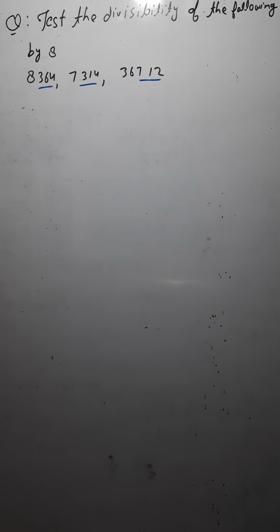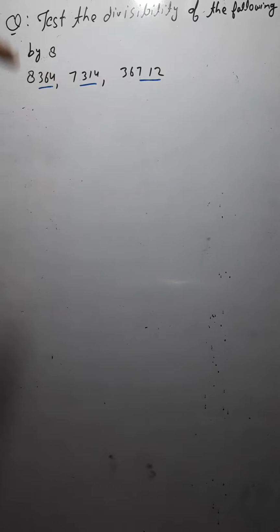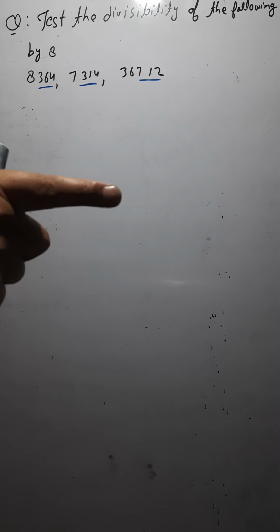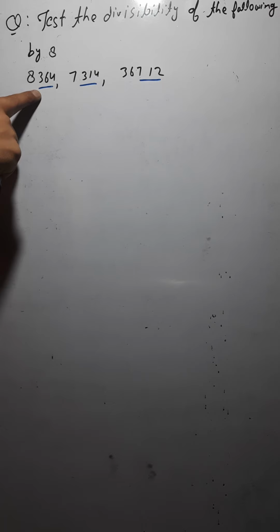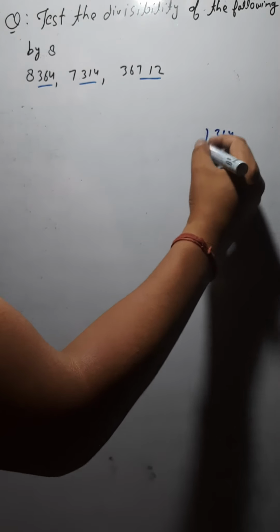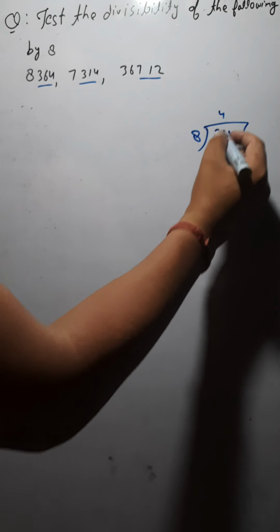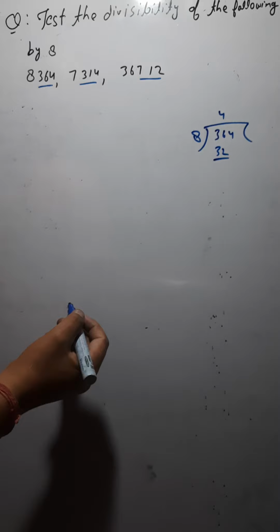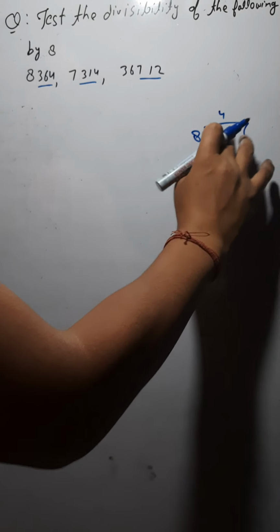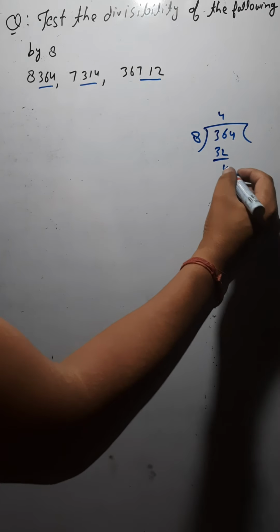Okay, what I have said, let me repeat again. If the number formed by the last three digits is divisible by 8, then the given number would be divisible by 8. So in this case, what is the number formed by the last three digits? That is 364. So you have to check whether this 364 is divisible by 8 or not. So let's divide it by 8. How many times would it go? 8 4s are 32. How much is the remainder? Remainder is 4.